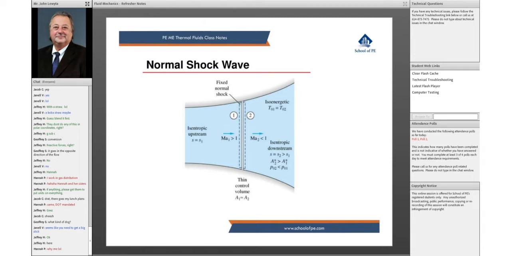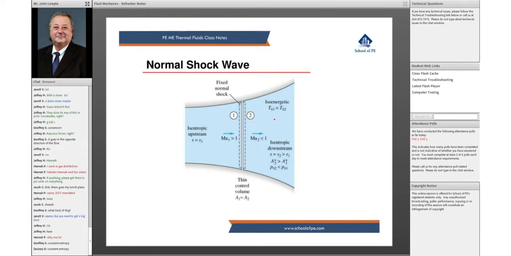Just a review of it, okay? It's also called isoenergetic when the temperature T1 is basically equal to T2. Isentropic upstream, isentropic downstream. What's isentropic mean? Everybody knows isentropic means constant entropy, basically no heat transfer, essentially, correct?